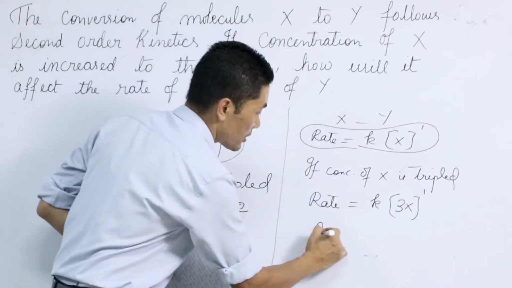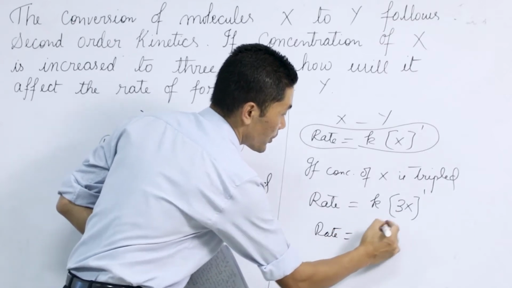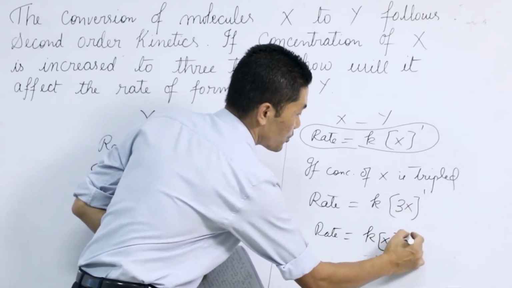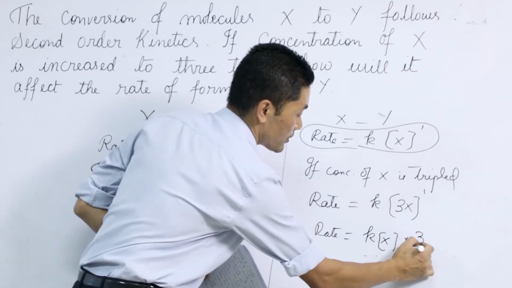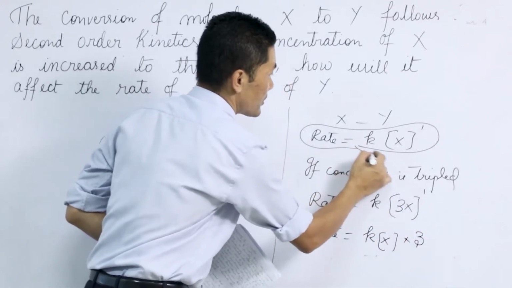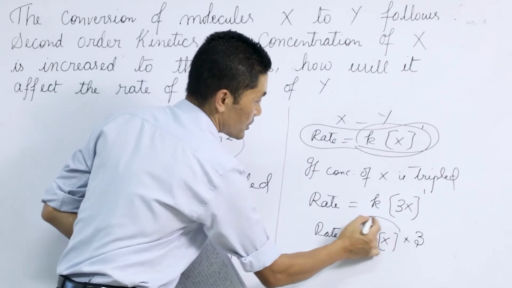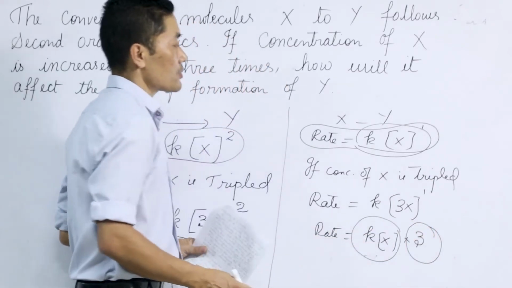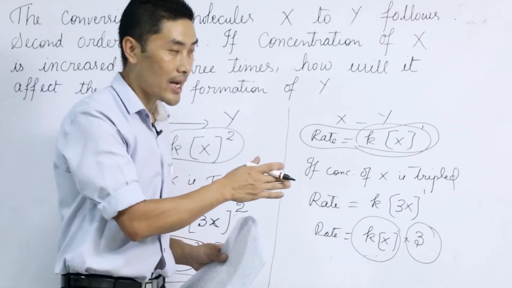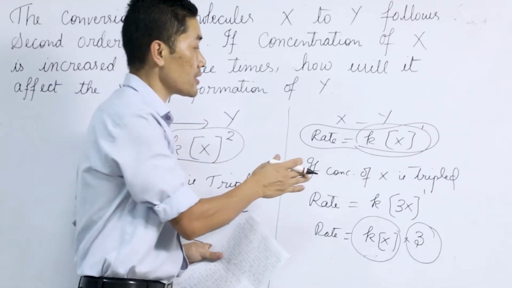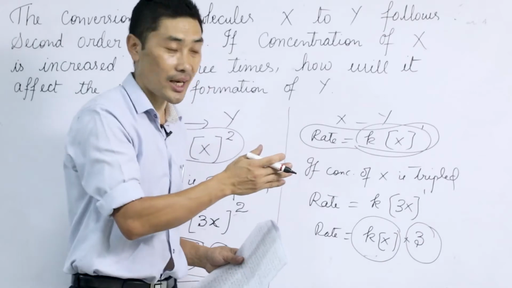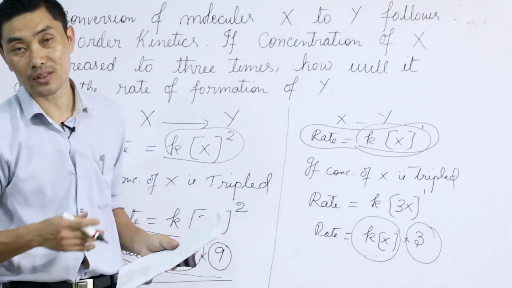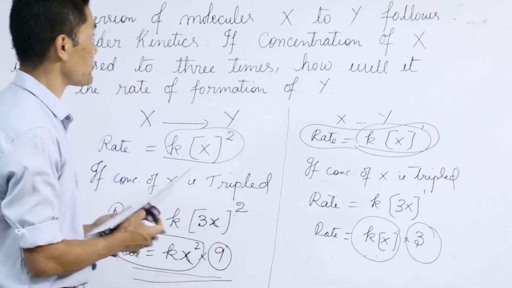So rate will be equal to K into concentration of X, into 3. This was the rate before. This is what we have multiplied by 3. So if it is a first order reaction and the concentration of the reactant is tripled, then the rate also increases by 3 times. The rate also is tripled.